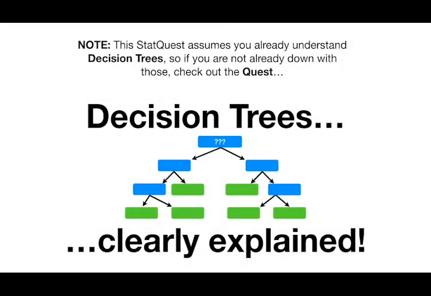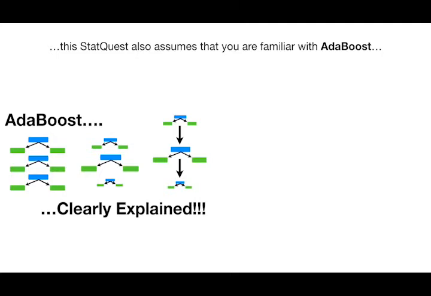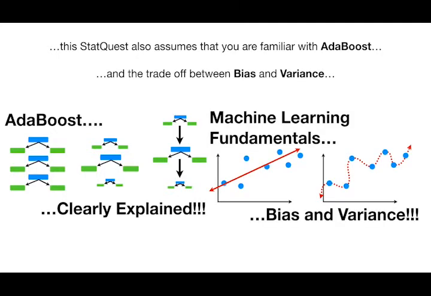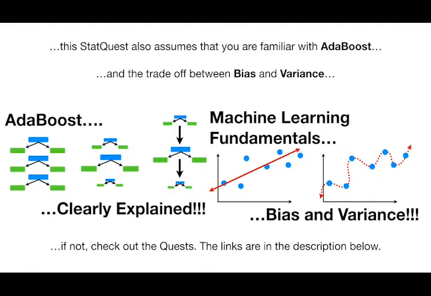This StatQuest assumes you already understand decision trees, so if you're not already down with those, check out the quest. This StatQuest also assumes that you are familiar with AdaBoost and the trade-off between bias and variance. If not, check out the quests. The links are in the description below.